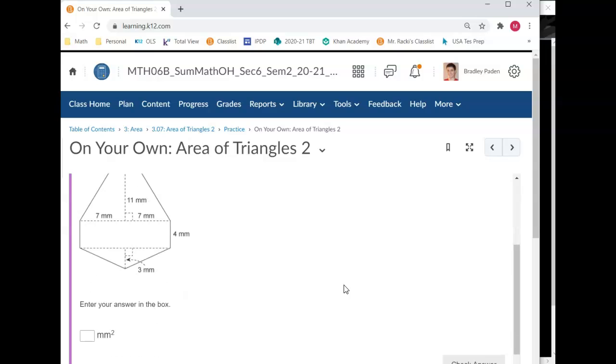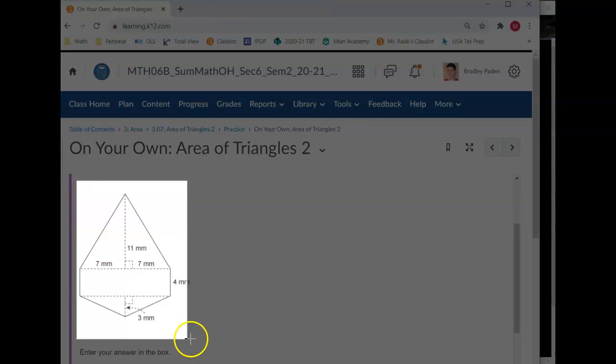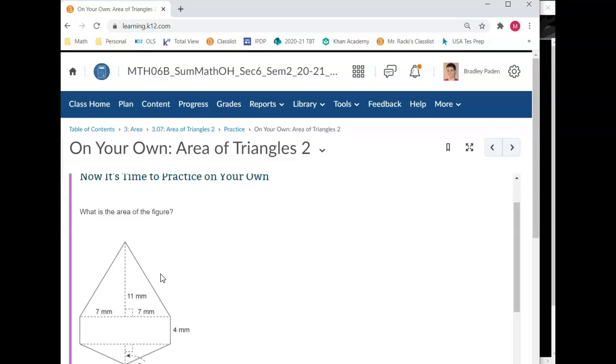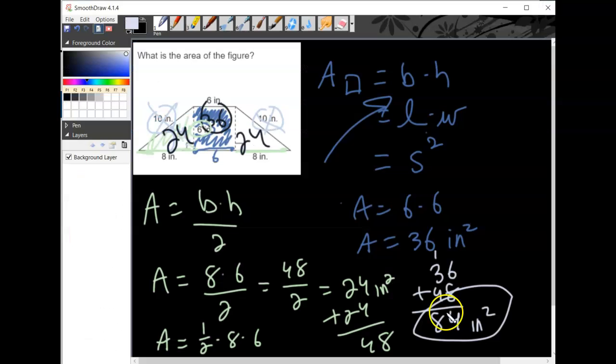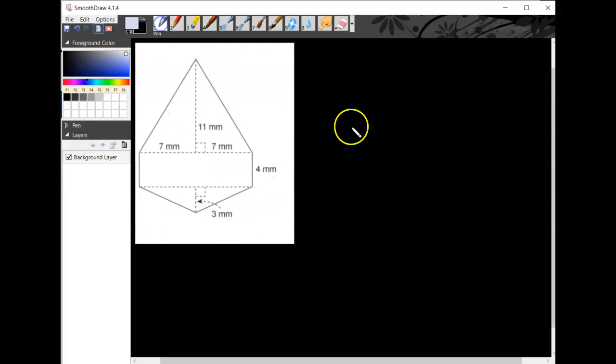All right, this looks like some sort of diamond upside down. They want the area of the whole figure, I think. What's the area of the figure? Okay, this will be the last one we do then. All right, so the way I see it, there's a couple different ways you could look at it here. How about we look at this rectangle in the middle first? You see the right side of it labeled 4 millimeters. So that's its height, I guess.